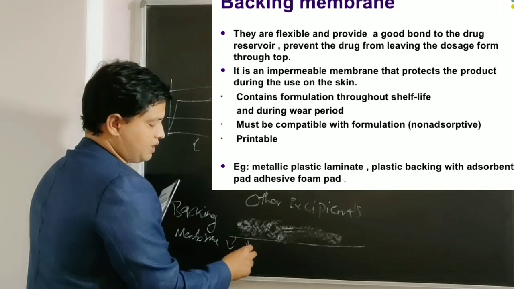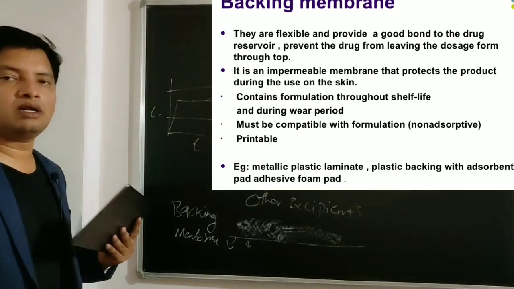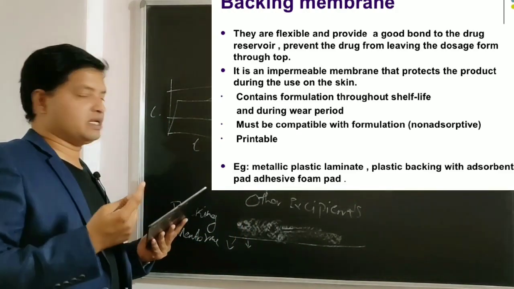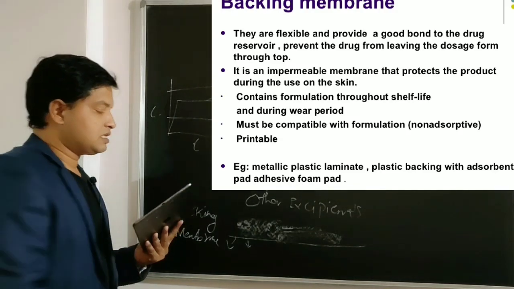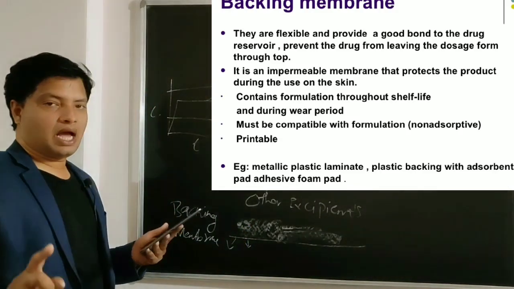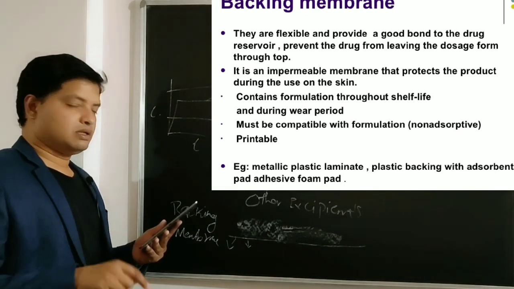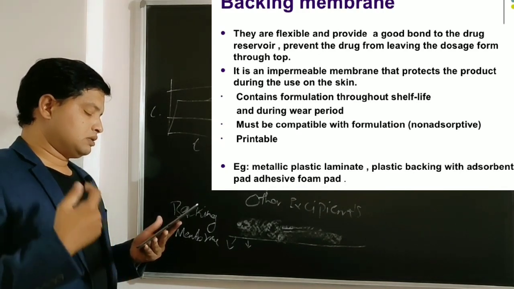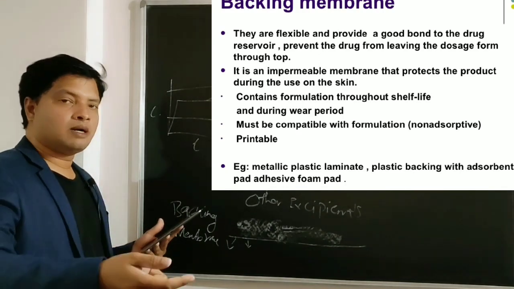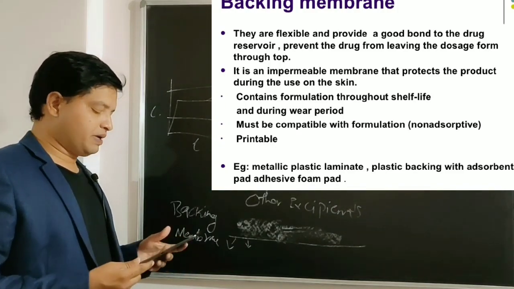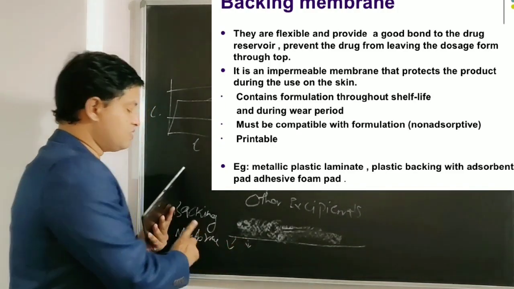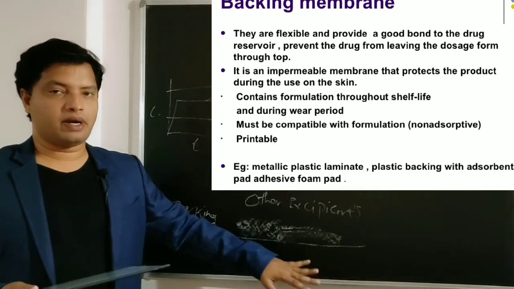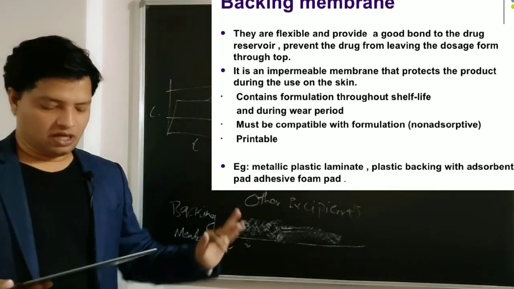So this backing membrane should provide good physical properties to the drug, polymer, permeation enhancers and excipients. And this membrane should be impermeable and it should protect the drug from the outer environment. Okay, so it should improve the shelf life of the drug. It must be compatible with the formulation. Obviously the backing membrane which you are using should be impermeable and also it should protect the drug over a period of time. It should give good physical properties.